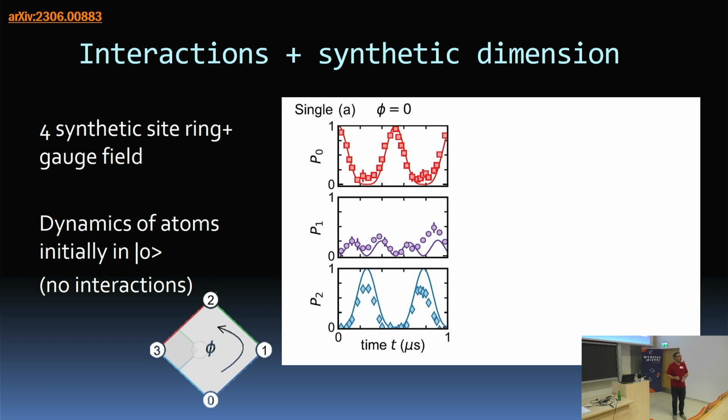So it's going to start in the state 0, and then ask yourself what you expect it to do, looking at this diamond over time. If you just release it, let's just think about the non-interacting case. That's what the results on the screen are. I'm going to go to 3 and 1 in a sort of equal fashion if there's no gauge field, and then they'll coherently interfere in this 2 state coming from the 1 and 3 states.